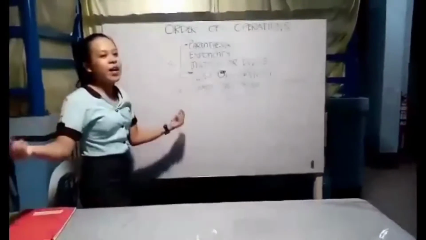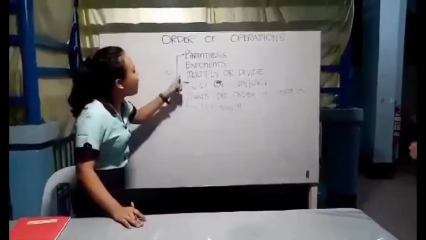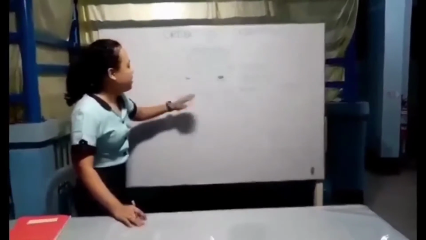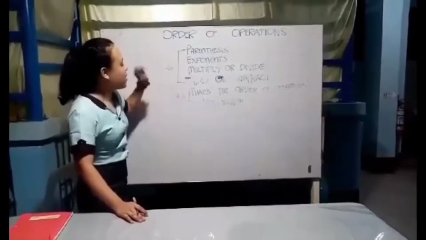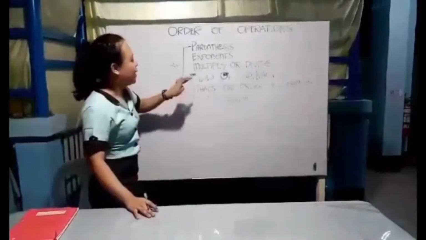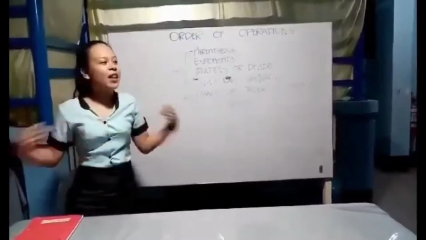Parentheses. Okay, all together. 1, 2, 3, go. Parentheses, exponents, multiply or divide, add or subtract. This is the order of operations. Say what? The order of operations. Okay, very good. Are you now alive and alert?